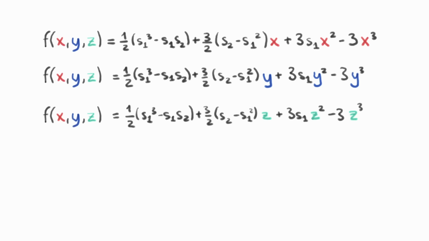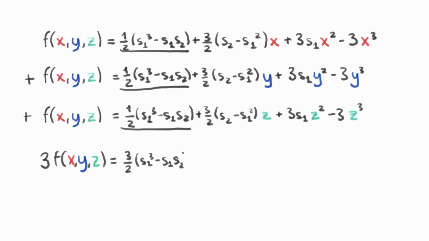Now here comes the most satisfying part of the proof. We take the sum of the equations. On the left hand side, this amounts to just 3 times our original polynomial. The magic happens on the right hand side. Let's take the sum term by term.